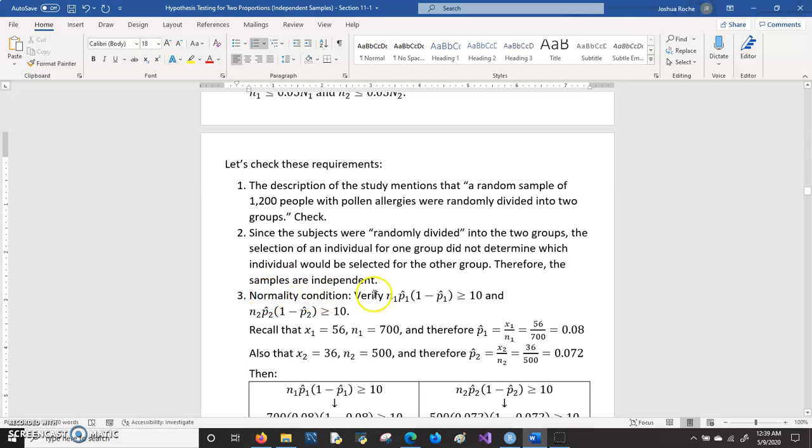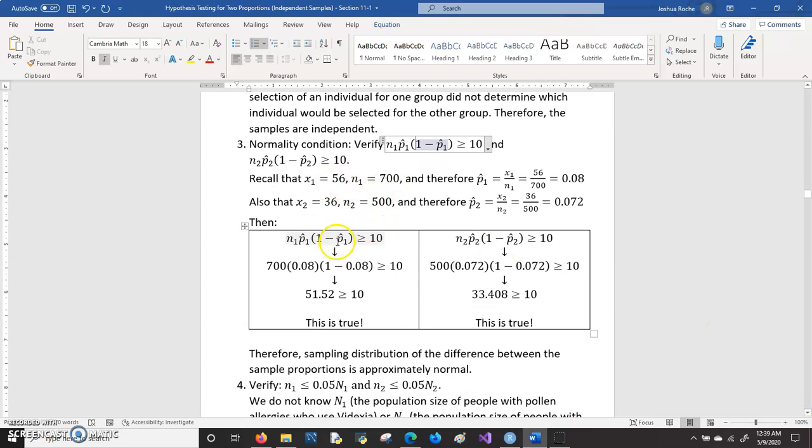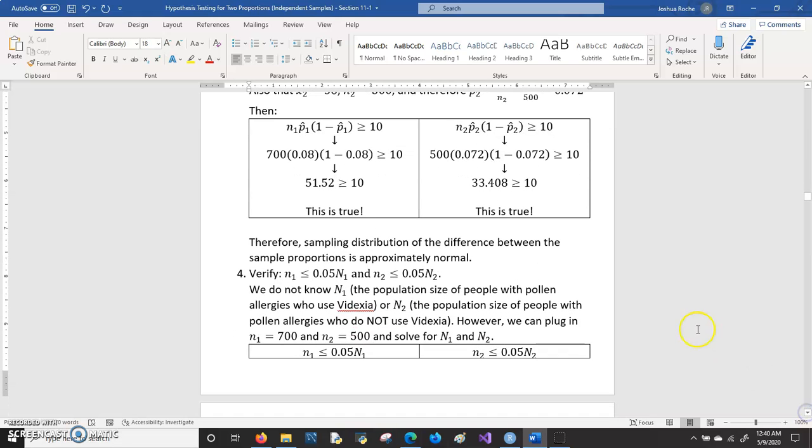Number 3, the normality condition. And that's verifying these 2 inequalities. And this is a matter of putting all of these values into these inequalities. So here are the values for x1 and n1, and then here is the p hat 1, x2, n2, and here is the p hat 2. Put all those values into both of these inequalities, simplify, and then they both turn out to be true. They're both more than 10. And so we can say that the sampling distribution is approximately normal.